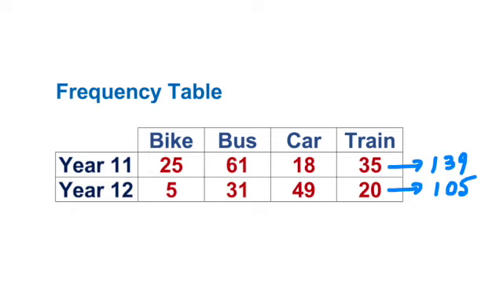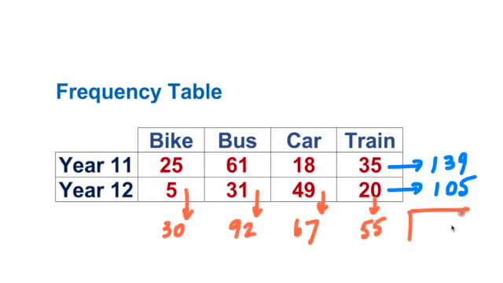Looking down the columns, we can also form a total for the favourite transport mode. So we can see we've got 30 on the bike, we'll have 92 that catch a bus, and we'll have 67 that get a lift in a car or drive a car, and there's 55 that catch the train. And there's an overall total as well, and that usually goes in the bottom right hand corner, and we can see the total number of students that we've surveyed here is 244.